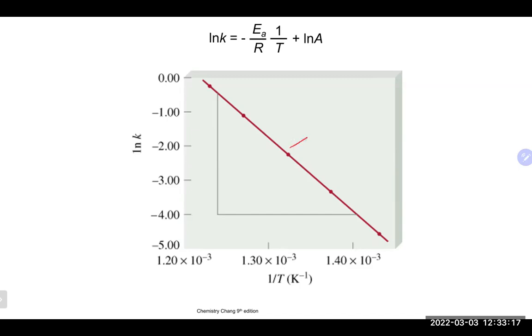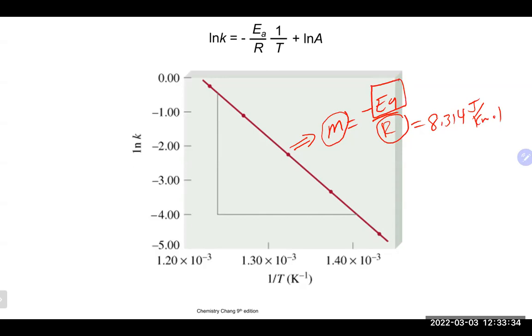Here, we would take the slope of this line, which would equal minus Ea over R, which is really convenient because from the graph, we would have the slope, and R is that gas constant, 8.314 joules per Kelvin per mole. So, just by very simply rearranging this equation, we could solve for the actual activation energy.